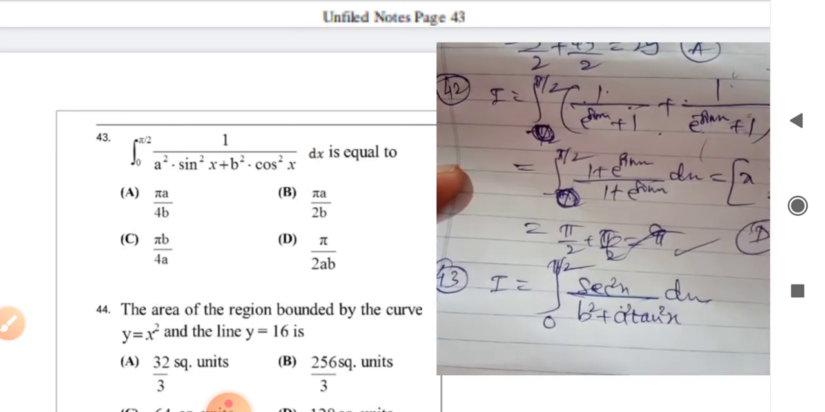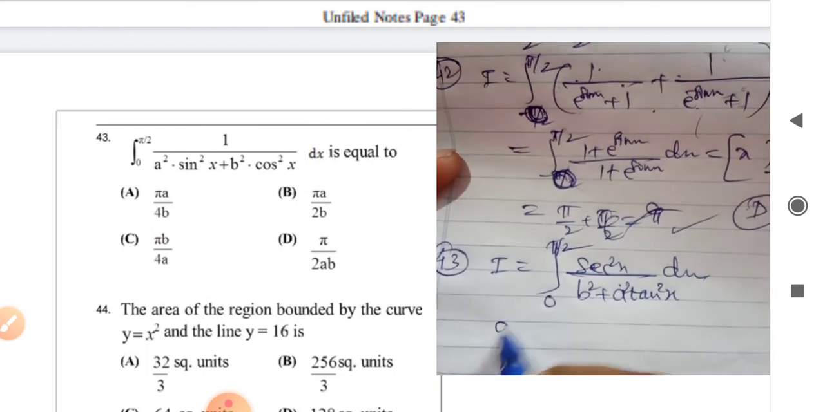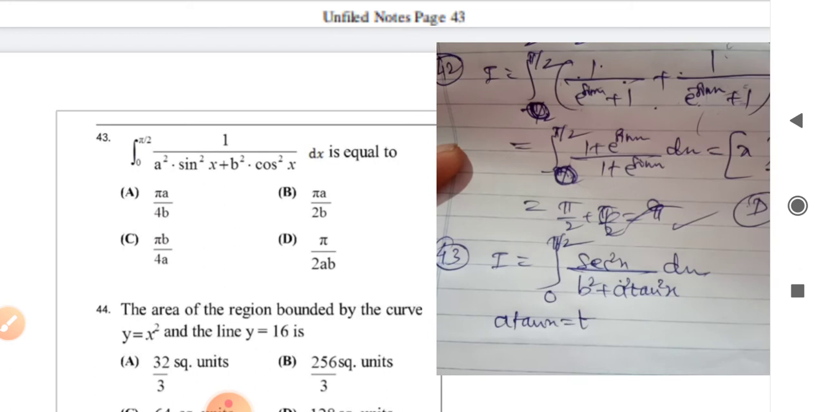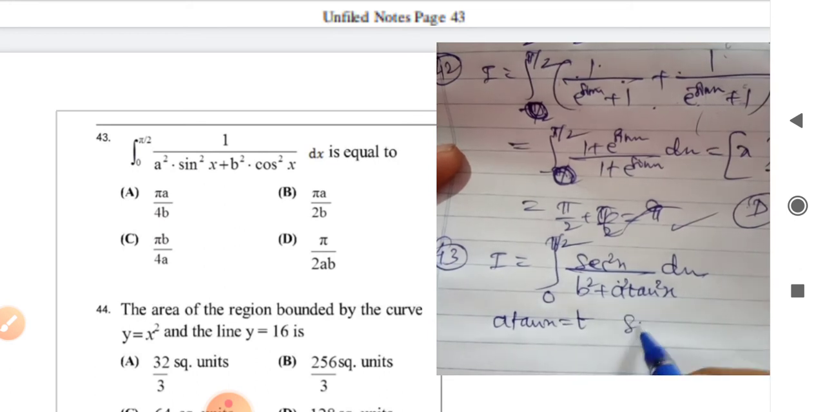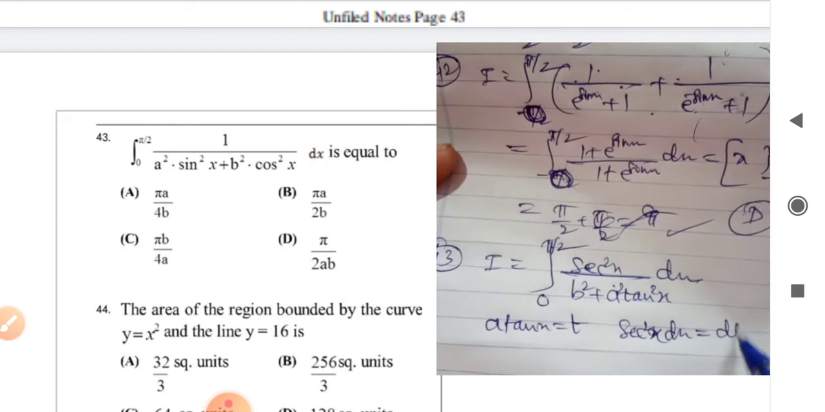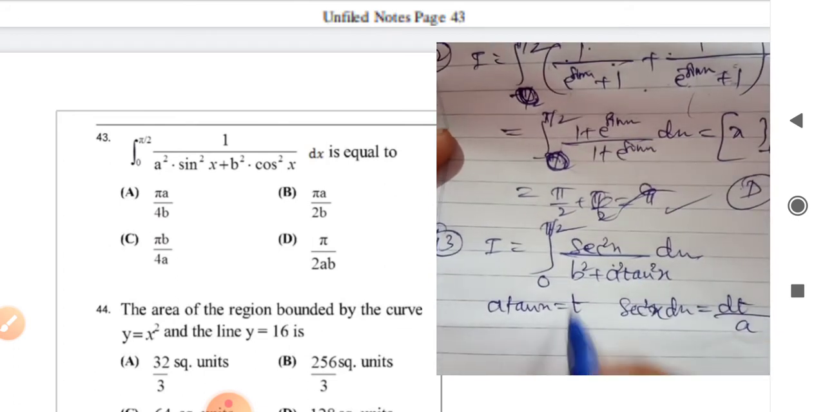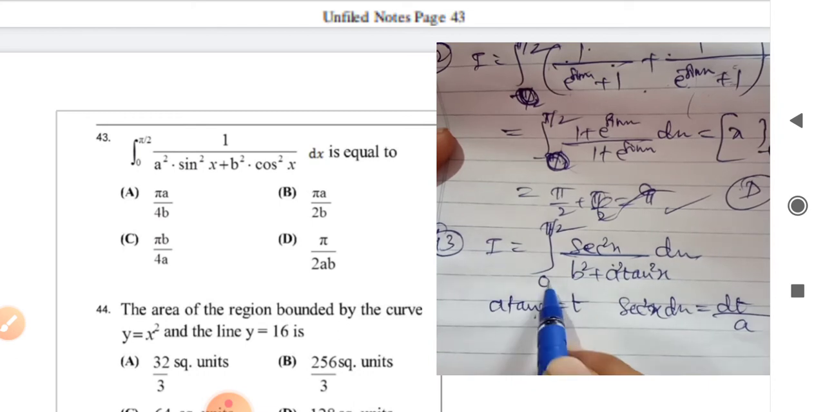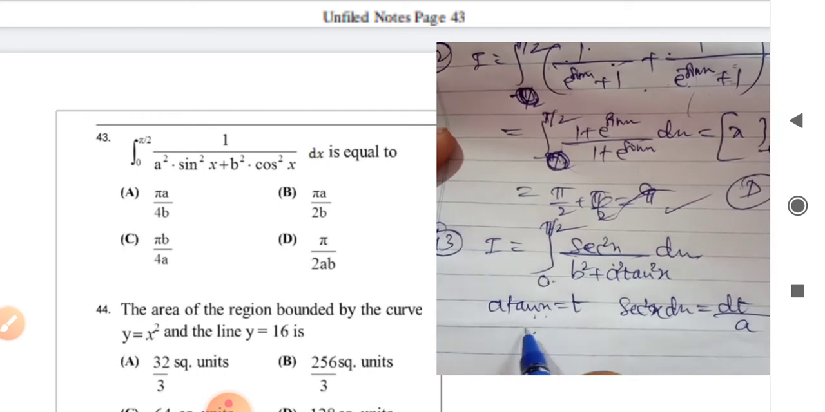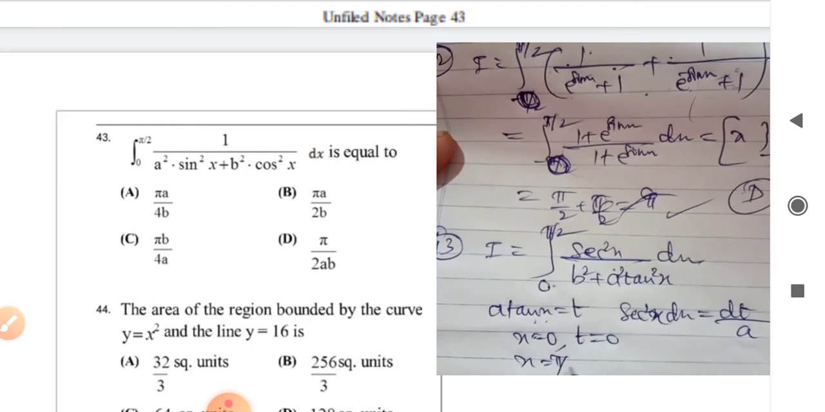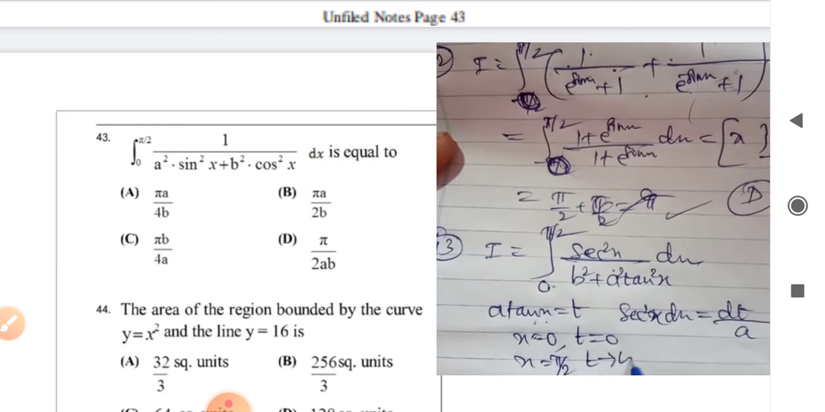So simply you put a tan x equal to t here. A tan x equal to t. When I put a tan x equal to t, you get sec square x dx equal to dt divided by a. Then as well as the limits, when I put x equal to 0, t is 0. For x equal to 0, t is also 0. For x equal to pi by 2, t tends to infinity, correct.